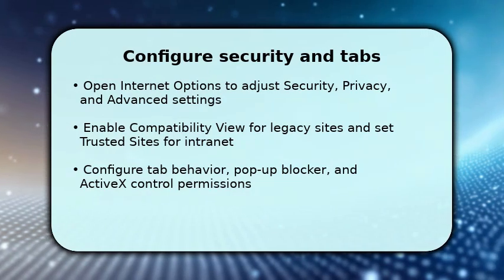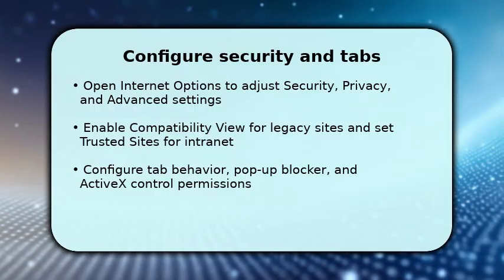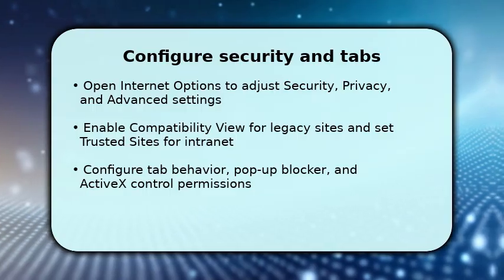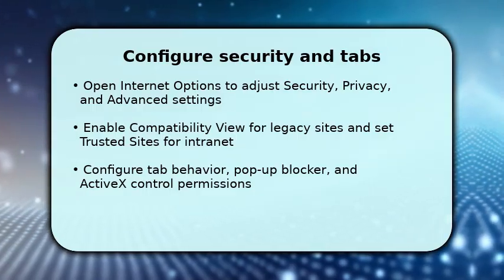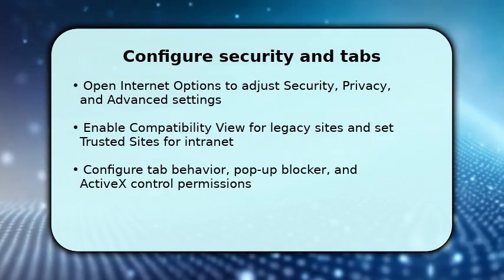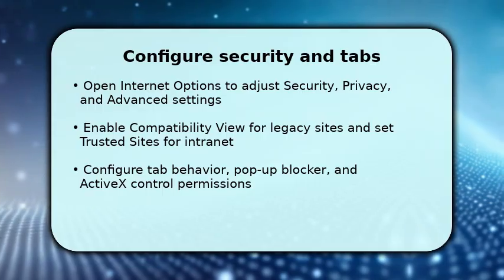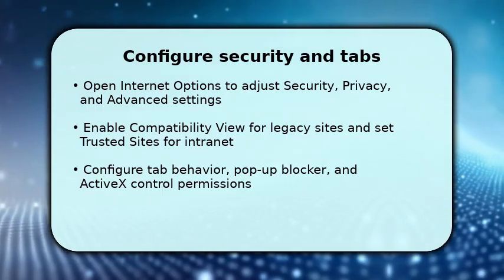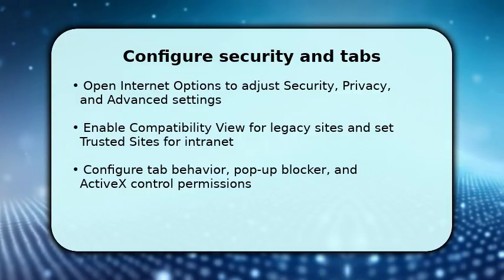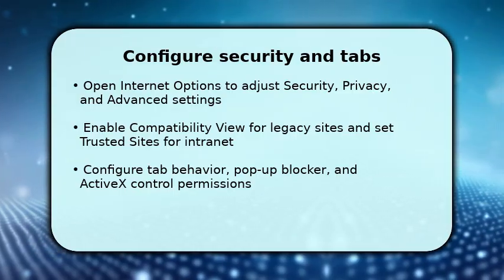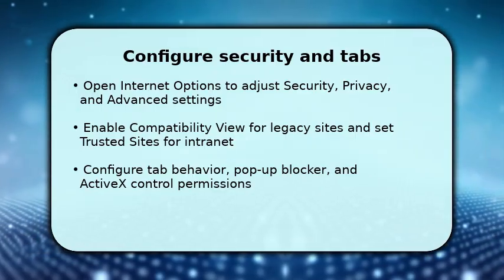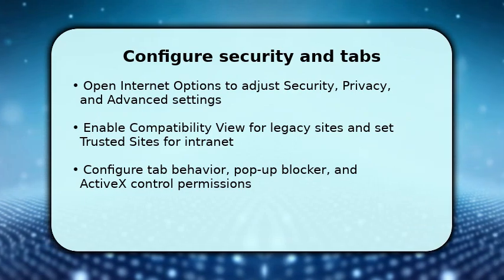You now configure Internet Explorer for safe, functional browsing. Open Internet Options and step through Security, Privacy, and Advanced tabs to set protection levels and enable or disable ActiveX and scripting. Do this because older sites often depend on those features. Use Compatibility View for legacy pages and add internal addresses to trusted sites to reduce warnings. Make sure tab settings and the pop-up blocker match your workflow. Adjusting these prevents modal interruptions while preserving a baseline of protection.